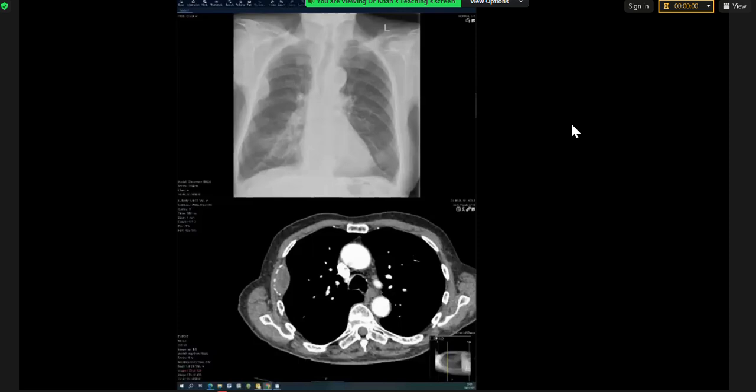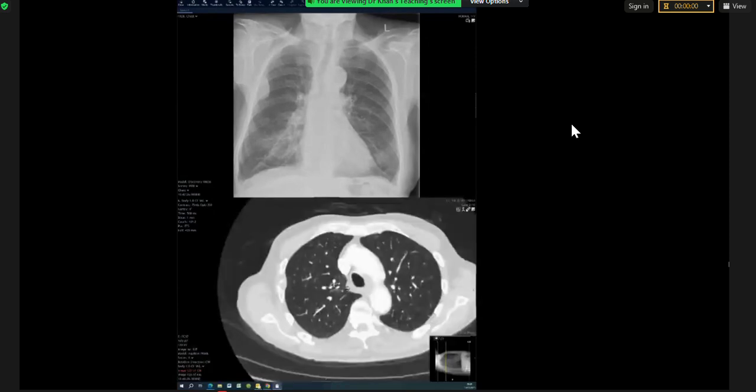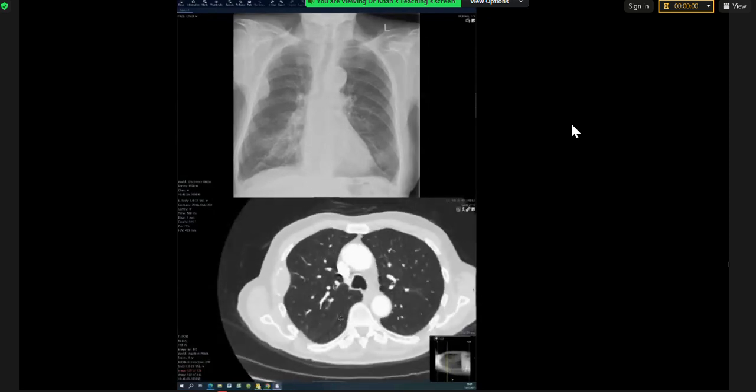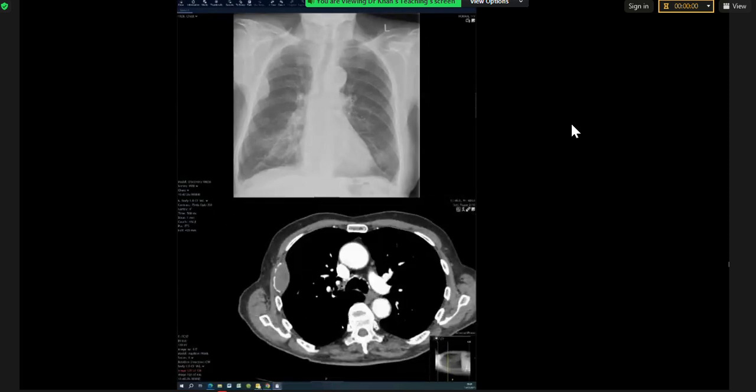There's nothing else wrong with the patient. It's only this isolated abnormality. So in this instance, I would look at the lung windows. I would interrogate the hilum and look for a primary in my immediate imaging. And then I would do a CT abdomen and pelvis with contrast.